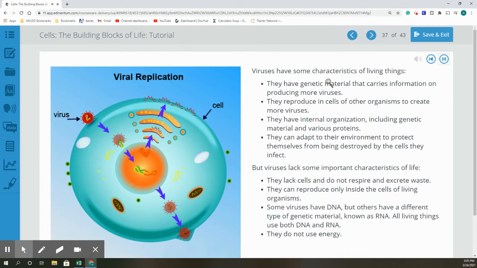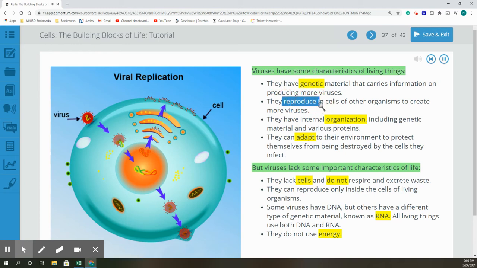Viruses have some characteristics of living things. They have genetic material that carries information on producing more viruses. They reproduce in cells of other organisms to create more viruses. They have internal organization, including genetic material and various proteins. They can adapt to their environment to protect themselves from being destroyed by the cells they infect.